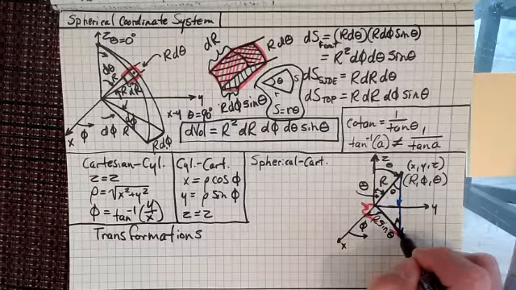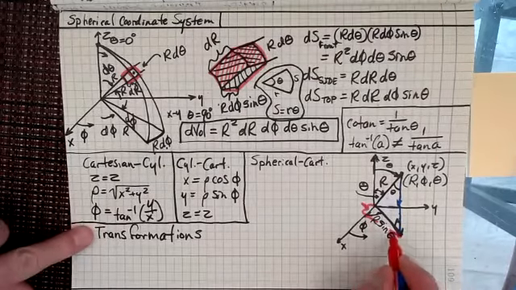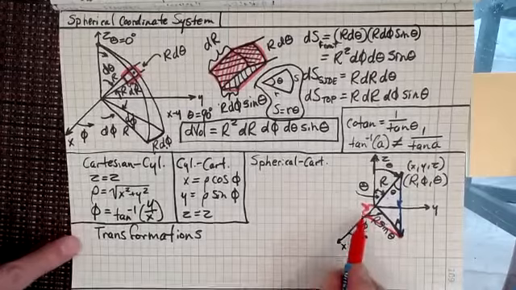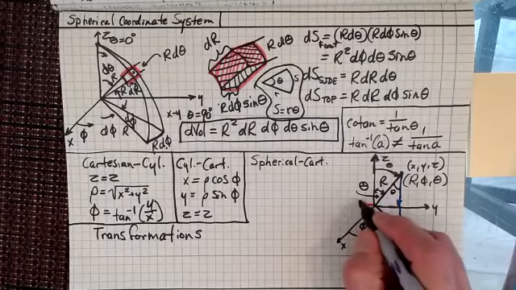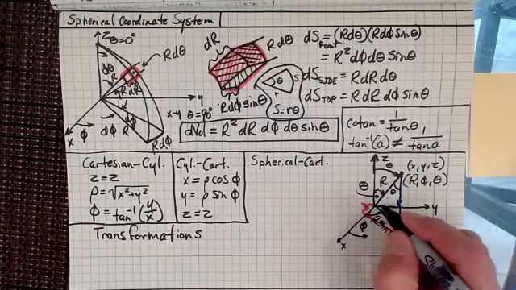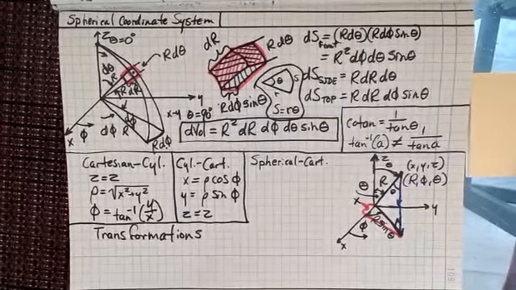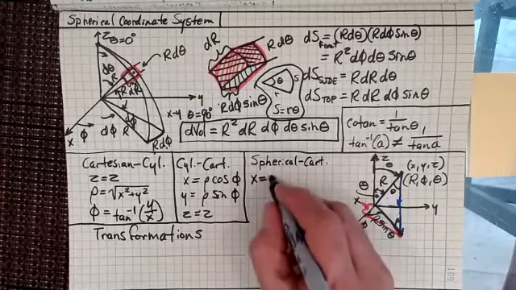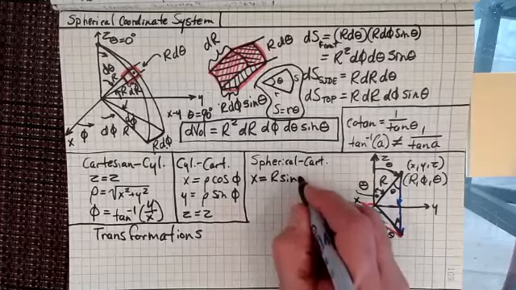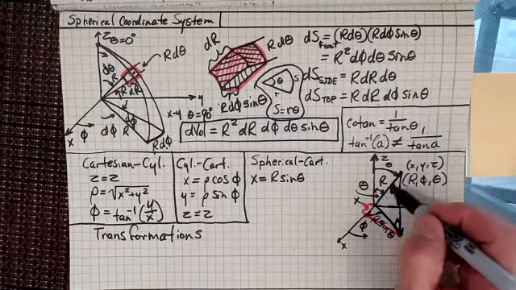Does everyone see that? R sine theta. And then if I was to drop a projection from this to the x-axis, and I've done that right there, what would this distance be? Let's call that distance x. So x equals r sine theta, right? That's just what I've got there. That's the projection of r, right?